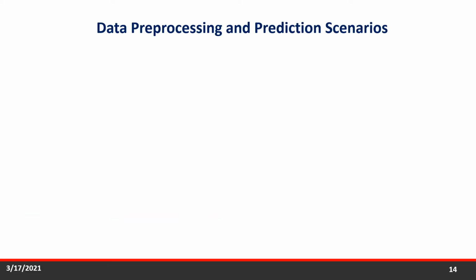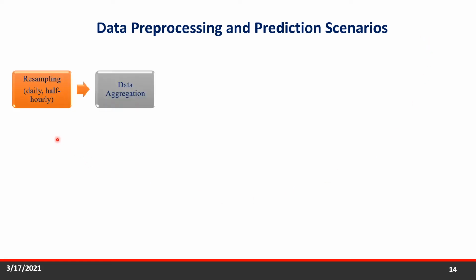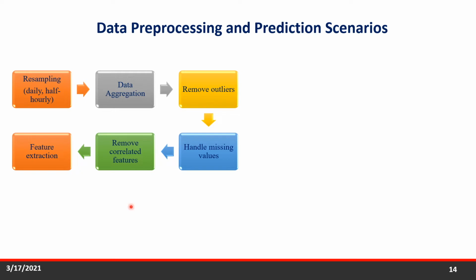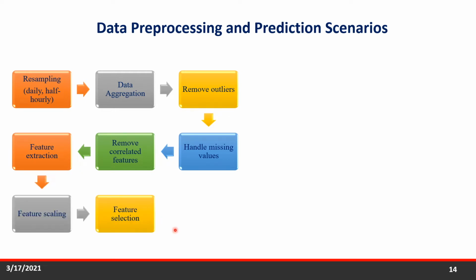So starting with the data pre-processing, we have different steps, including resampling, aggregation, removing any irrelevant values, and handling any missing values in the data communicated, and then remove correlated features. Three other steps are feature extraction, scaling, and selection. And at the end, we are ready to apply the prediction model.